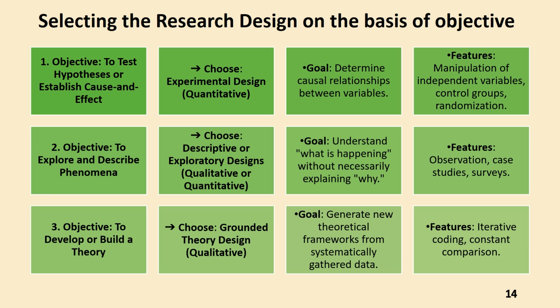Let us see here. Objective: to test a hypothesis or establish cause and effect. You can make a note of this, the basic intent of the objective. In box number 1, initially I have written the intent of the objective. I have not written a full-fledged objective, but we have to understand the intent of the objective, like to test a hypothesis or establish cause and effect. If your objective is based on these kinds of aspects, then choose experimental design, because you are actually moving towards a quantitative kind of design.